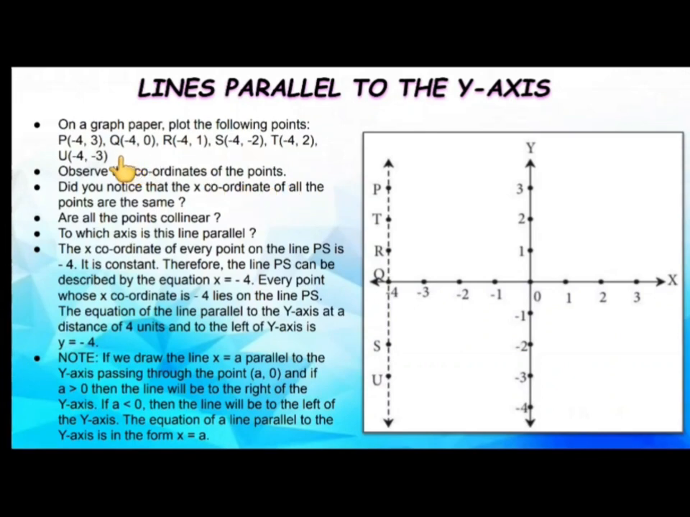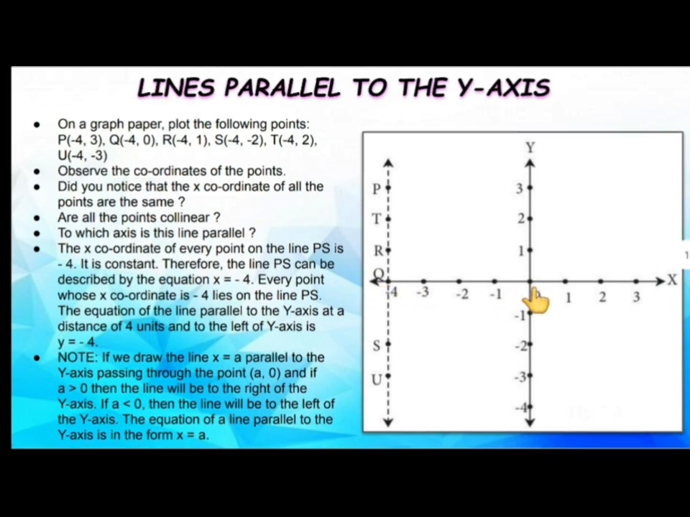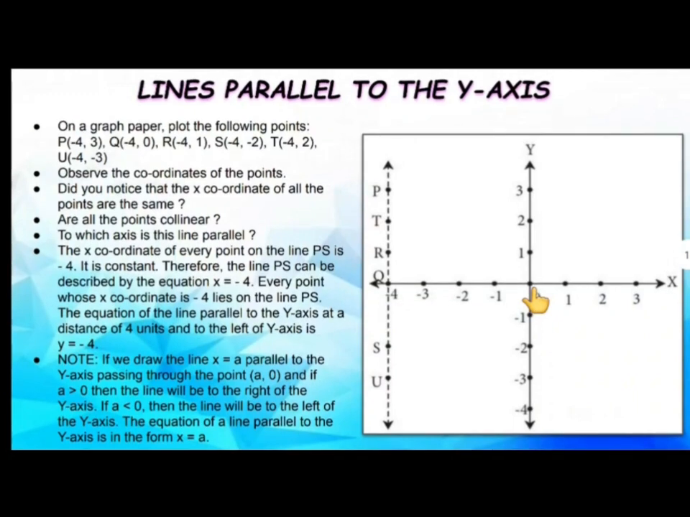Again, the point Q has coordinates (-4, 0). So on the x-axis, we locate where minus 4 is, which is here. On the y-axis, we locate where 0 is, which is here. So this means this point Q lies on the x-axis, right?